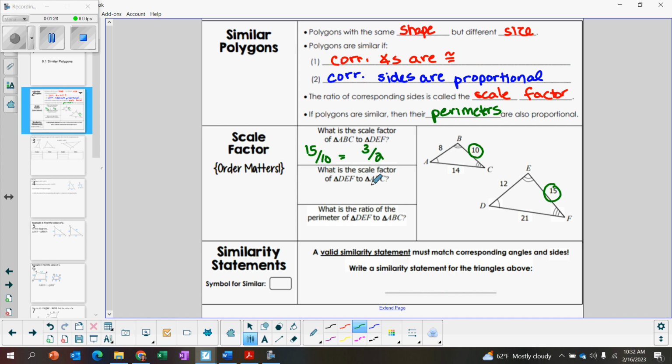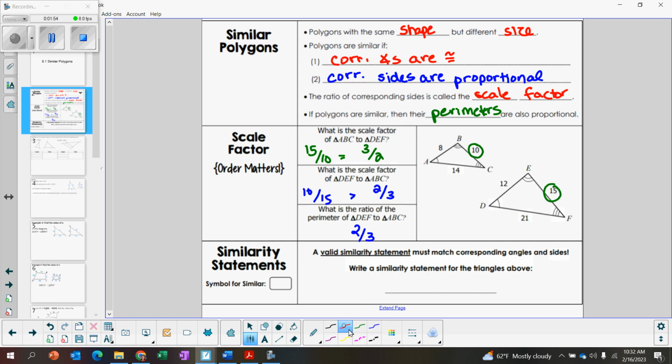For here, the scale factor of DEF to ABC, so now they're telling me DEF is the preimage and ABC is the image, so I'm going to take 10 over 15, and that's really 2/3. And if I want to know the ratio of perimeter of DEF to ABC, that's going to be the same thing as the scale factor from DEF to ABC, so that's another 2/3.